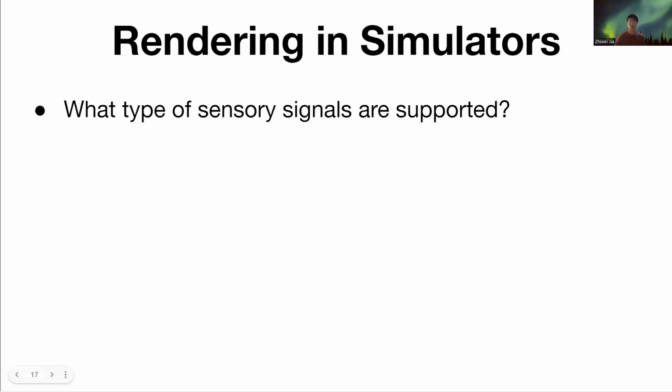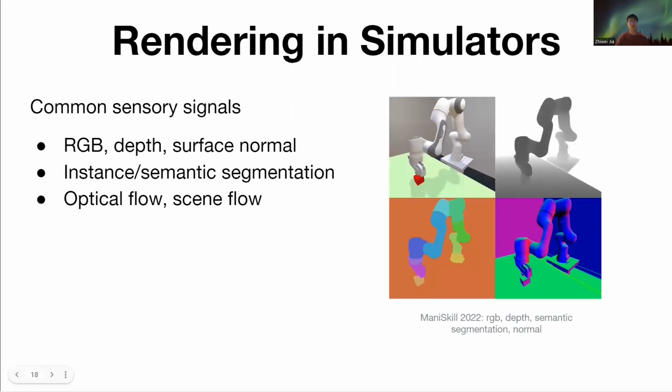The first factor is rendering. In this section, we will introduce different types of sensory signals supported in the various simulators. Well, there are several common types of signals, including RGB, depth maps, surface normals, semantic or instance level segmentation masks, and optical flow. Here on the right-hand side of this slide, we show some examples from ManiSkill, including semantic masks, surface normals, depth maps.